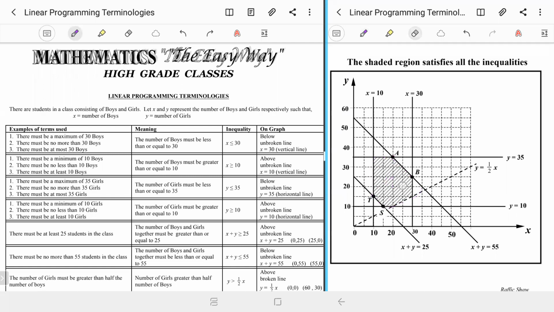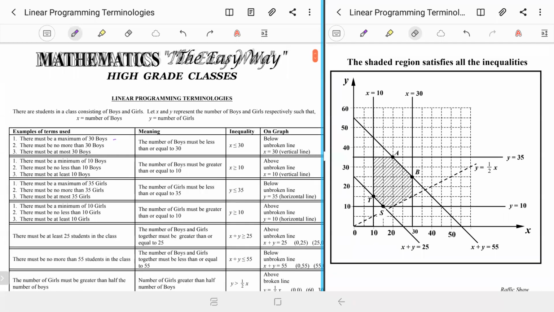All right, so back over on the left side. What are some of the terminologies they can use? Let's look at it now. The very first one says there must be a maximum of 30 boys. Think about it. The maximum number of boys is 30. It can't go over 30.